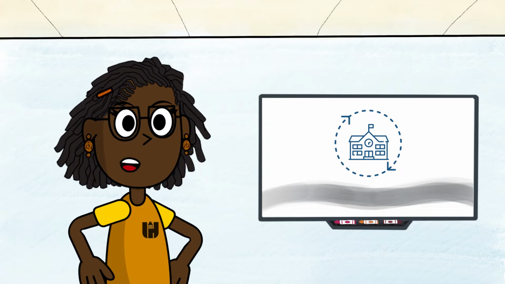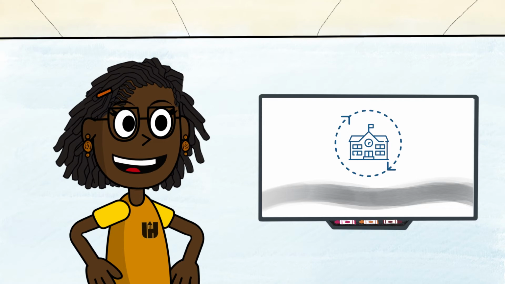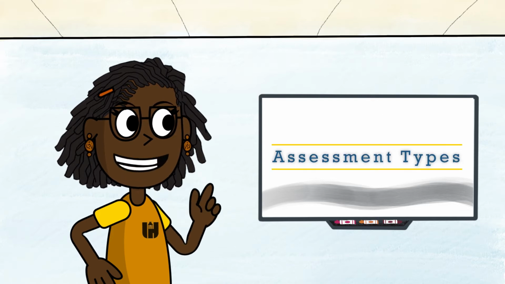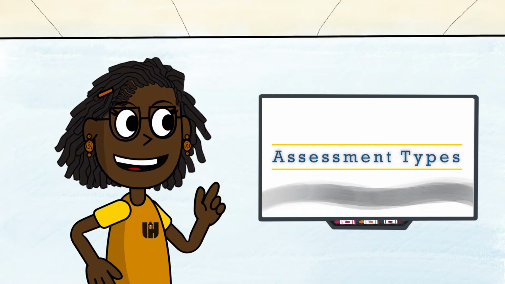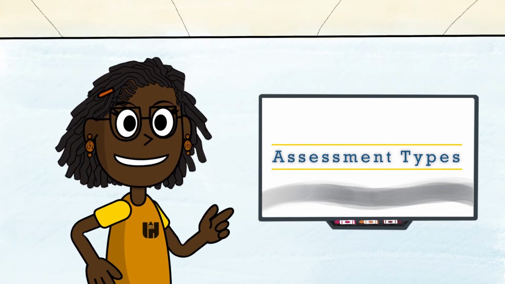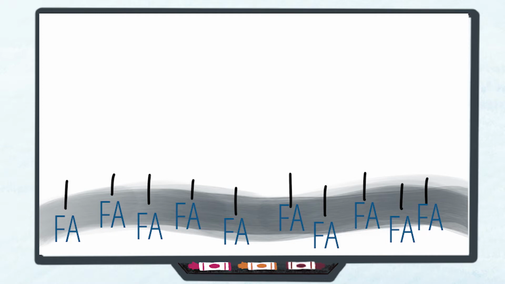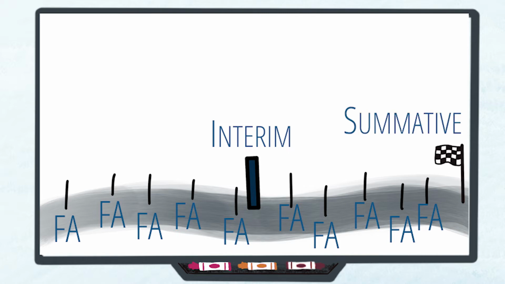As material is being presented, teachers employ a number of different assessments to ensure every student has a chance to succeed. We call these checks for understanding assessment types, and we'll review them in this video. There are 3 types of assessments: formative assessments, interim assessments, and summative assessments. These assessment types can be classified based on their proximity to learning. Formative assessments are the closest to learning. Interim assessments check understanding partway through a learning period, and summative assessments come at the end.